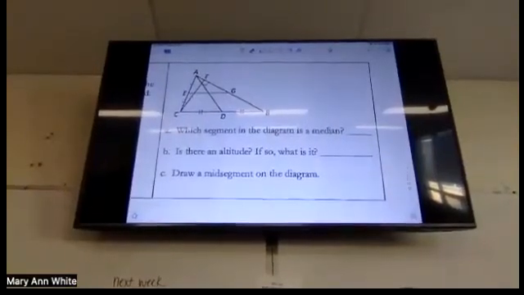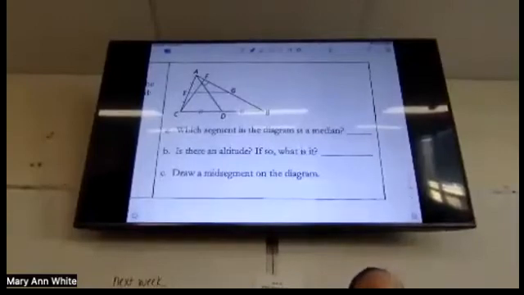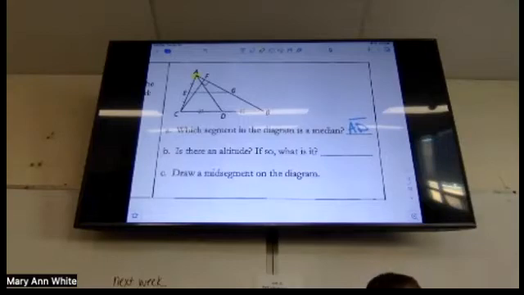All right, this is a little bit of a review. Letter A says, which segment in the diagram is a median? Which one's a median? AD, why? Give me other ways to describe the median. It's going from the vertex to the midpoint. There we go.